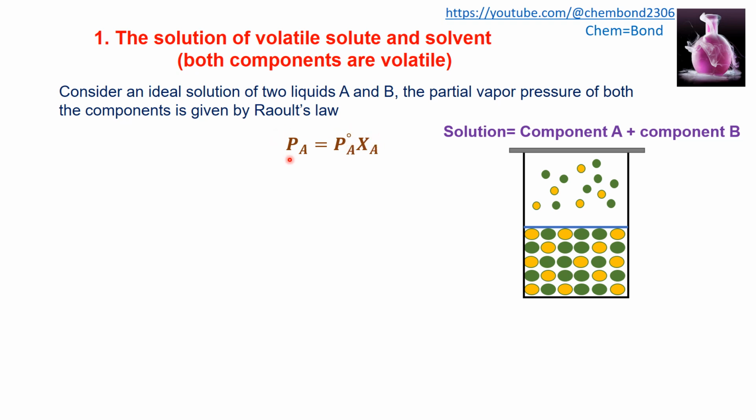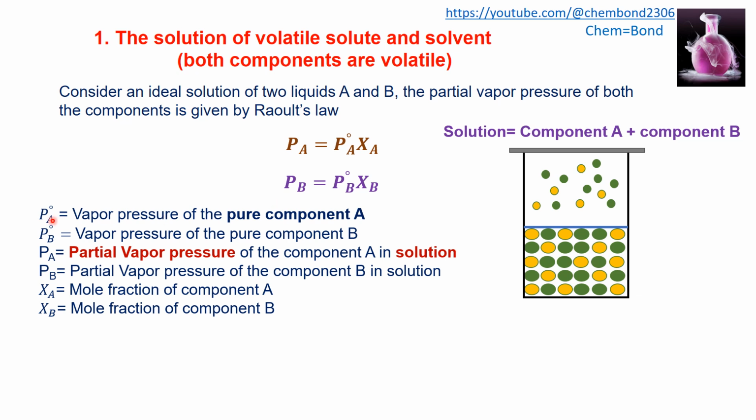This is the statement of Raoult's law. Similarly, PB for the solution is equal to P naught B, that is for the pure component, multiplied by the mole fraction of that component. So here the term vapor pressure of pure component A, P naught A and P naught B, these are for pure components. XA and XB are the mole fractions, and PA and PB are the partial vapor pressures of A and B in case of solution. So we will discuss it in case of solution.